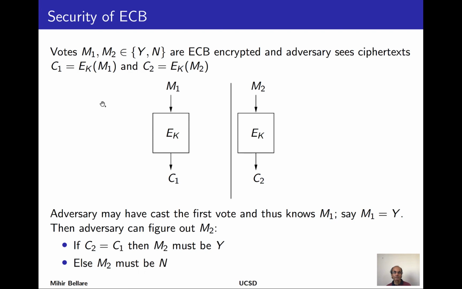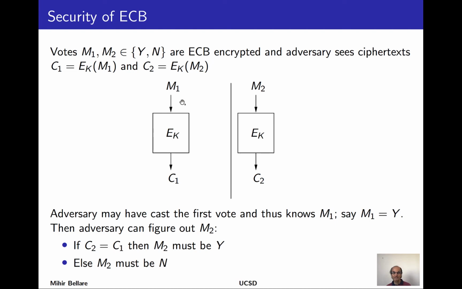Now, let's say that we are considering an application involving voting, and there's some polling station, let's say, where people go and they cast votes. And two people enter. The first one has a vote M1, the second is a vote M2. Both, of course, are either yes or no. And they cast them, and the polling station then encrypts them and transmits them to a tally center. The polling station and tally center share the key under which the encryption is performed, and ECB encryption is used.